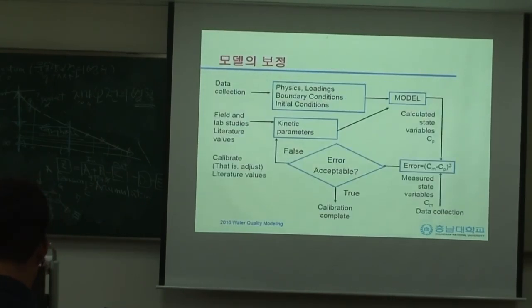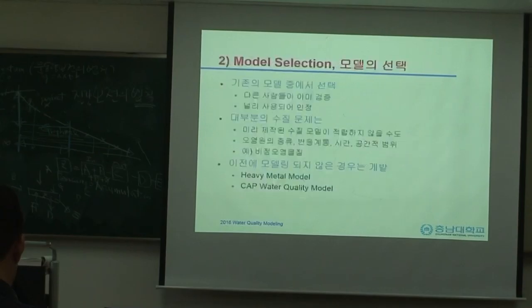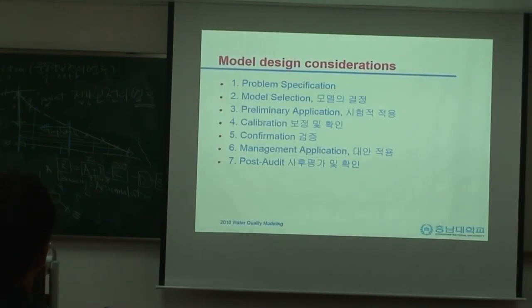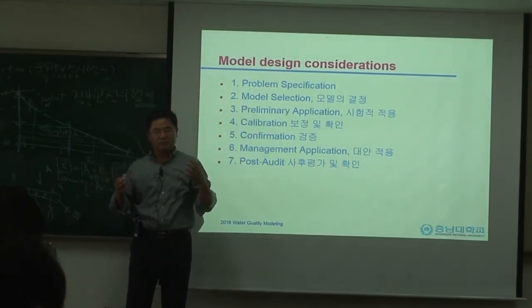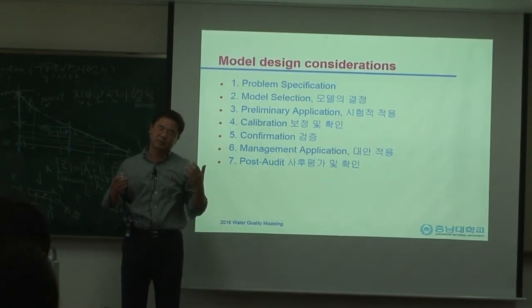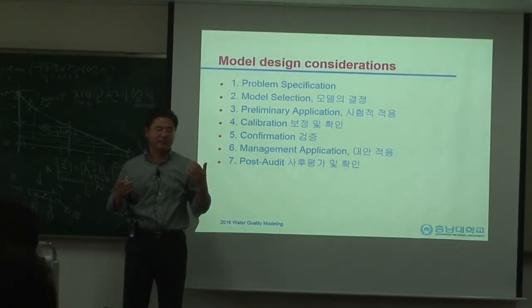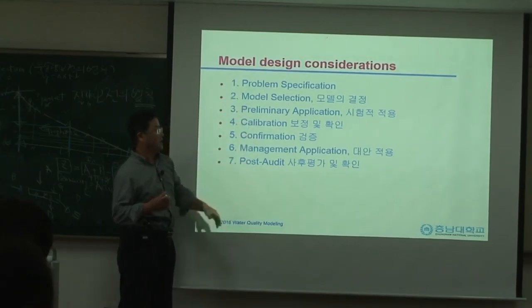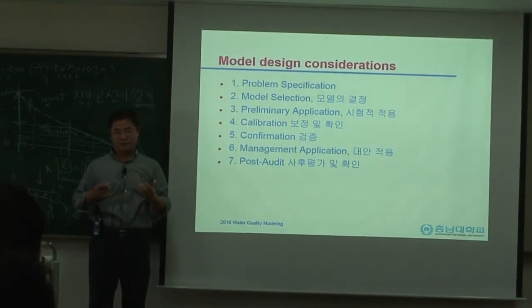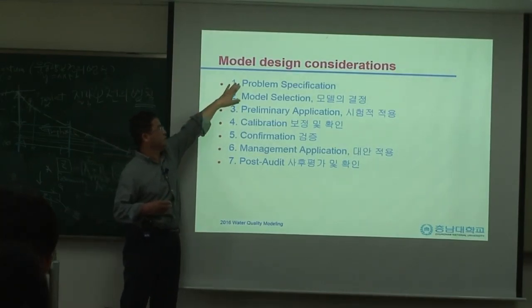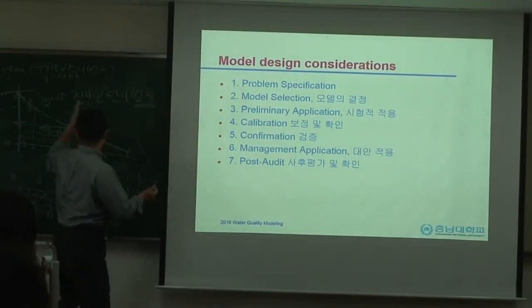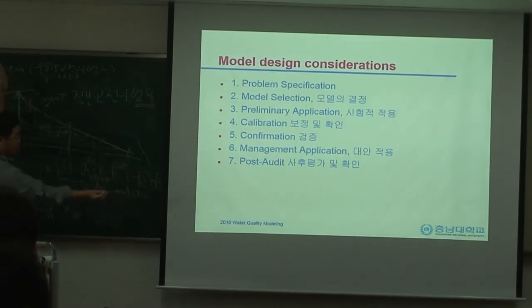And I have about 3 minutes left. But let me just go really fast. Okay. Here, mostly we just use ready-made models. We mostly use models that are already developed. But here, I still try to explain how we develop and how we confirm the modeling process. And the most important thing is, what is the problem? What is the problem? Something like, what is happening?